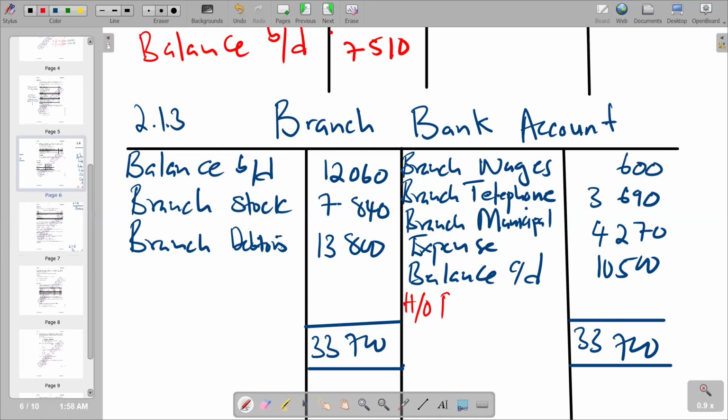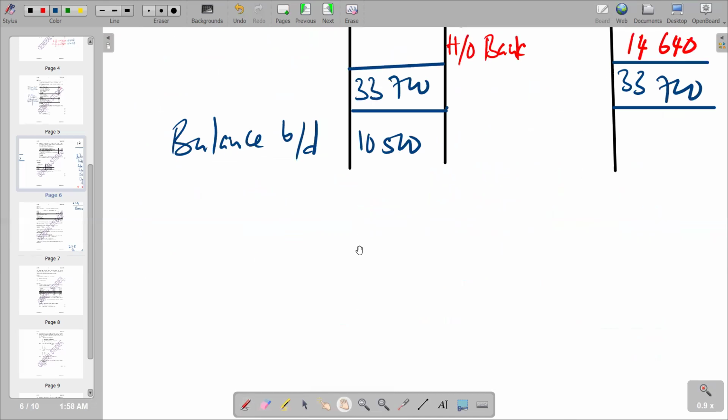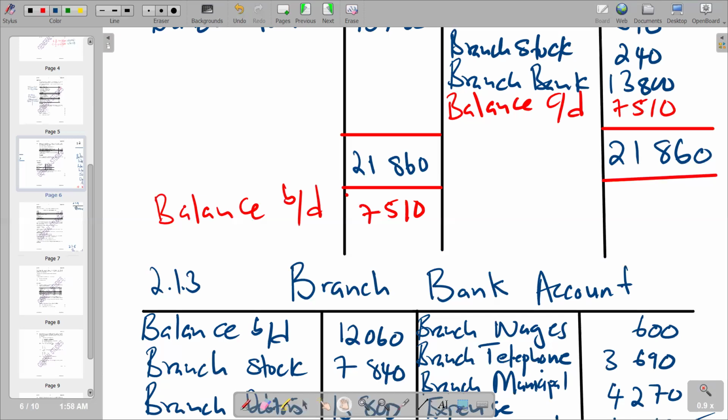So this is the head office bank. And then if you subtract 33,700 minus everything that we have on the credit, you get a balancing figure of 14,640. So it means we have finished this one, but we have a CD here, which means we are supposed to have a BD on the other side. So here we have a balance BD of this one. So this is what we have on this part. We go to the next account, and that needs to be balanced.